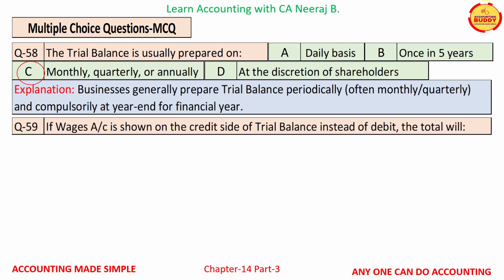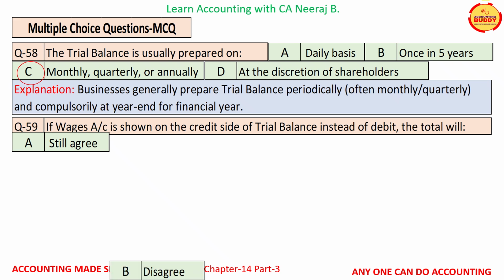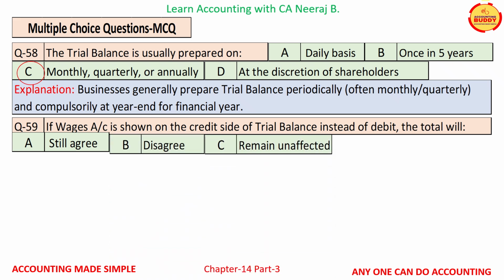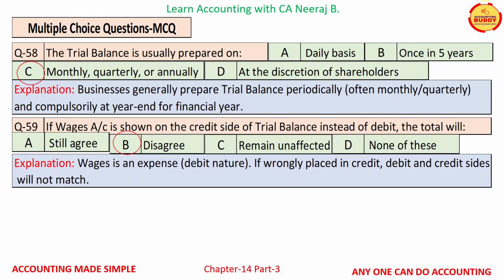Question number 59. If wages account is shown on the credit side of the trial balance instead of debit, the total will, and the available options are option A, still agree, option B, disagree, option C, remains unaffected, and option D, none of these. And the correct option is option B. Wages is an expense. If wrongly placed in credit column, debit and credit sides will not match.